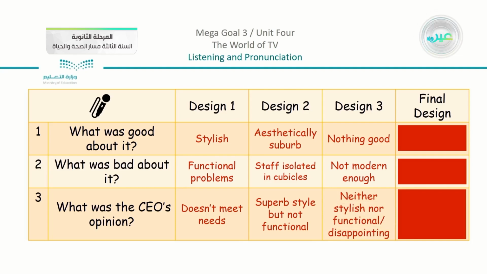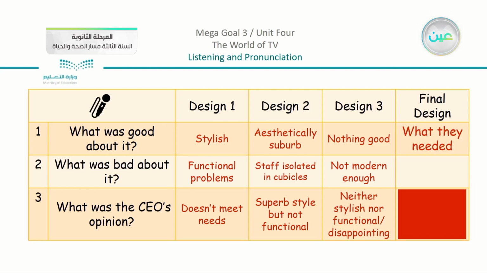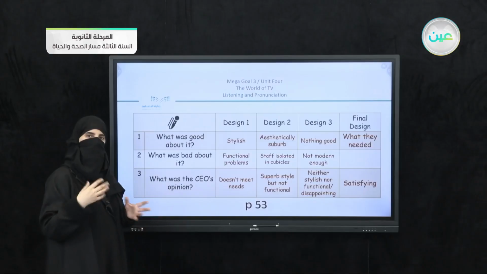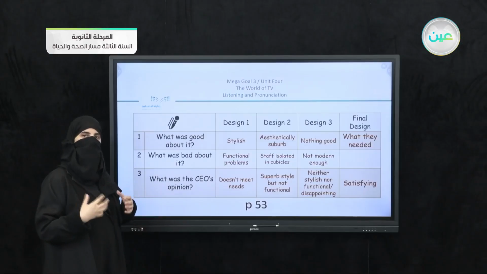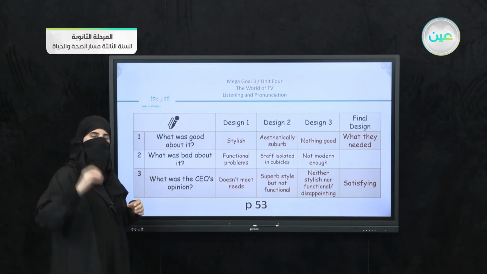Moving on to the final design, we can see that it was exactly what they needed. We have here what was bad about it, completely nothing. And we have here the final opinion, it was satisfying. So just check your answers together and with your classmates to make sure that you have the same ideas and the same things that we applied within the table.